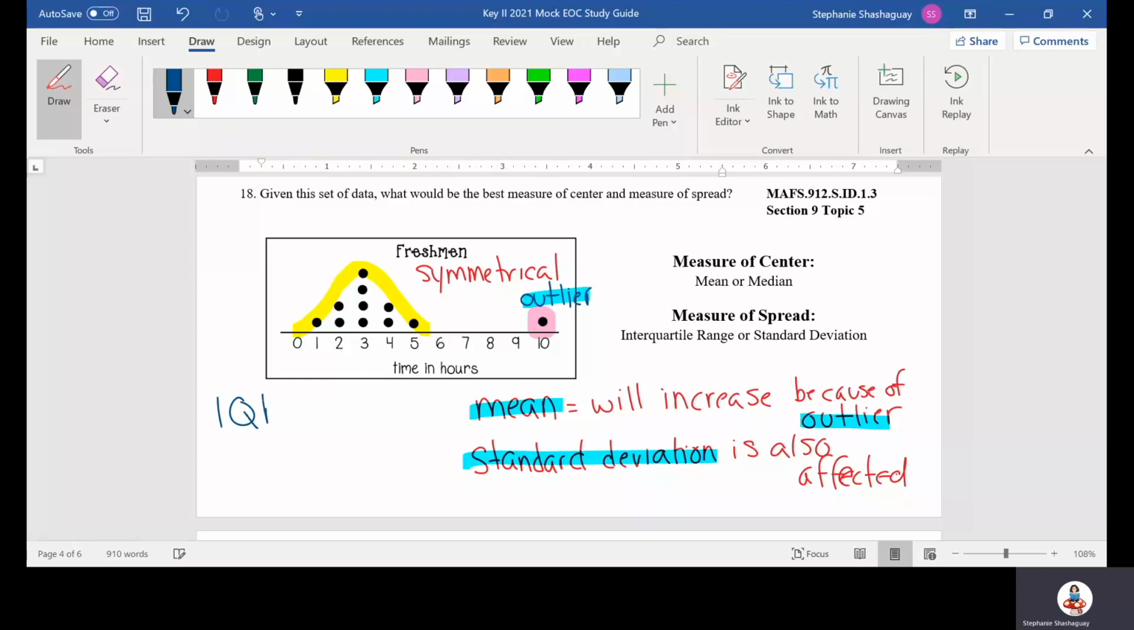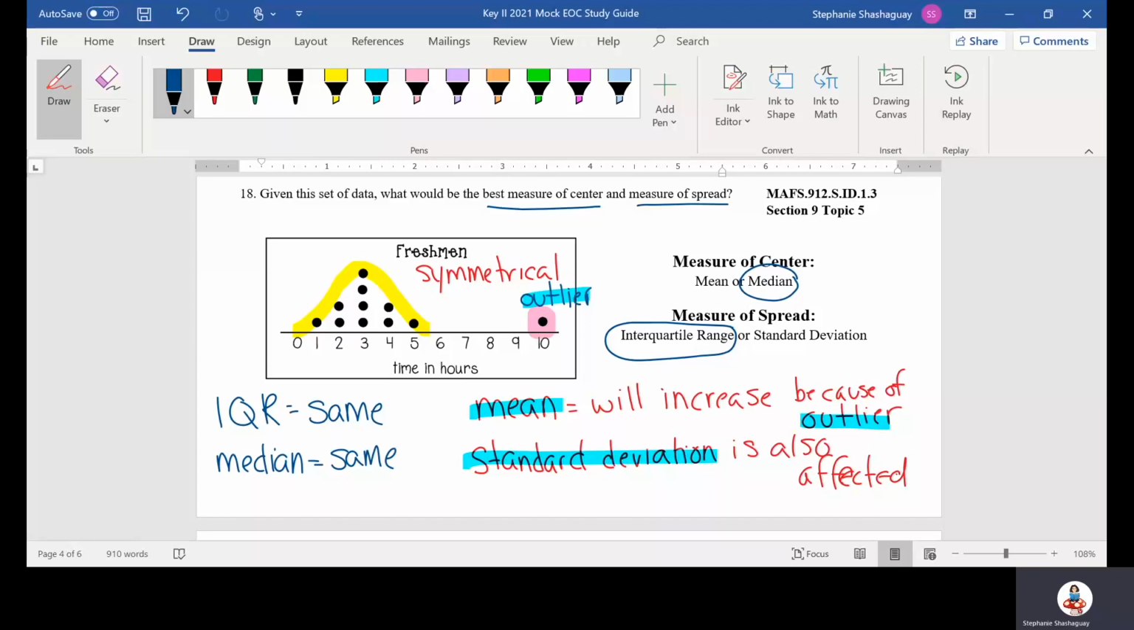Your IQR, your interquartile range, is the same, and your median also stays the same because they are not affected by an outlier. So if we have an outlier, the best measure of center and the best measure of spread are going to be your median and your interquartile range.